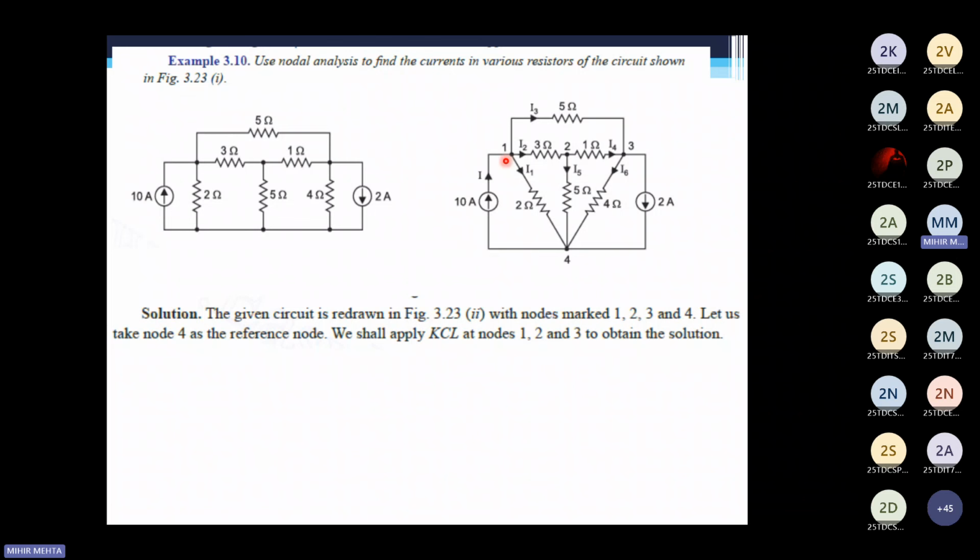where I2 would be V1 minus V2 by 3, I3 would be V1 minus V3 by 5, and I1 would be V1 minus V4 by 2. Any doubts here? Please ask.